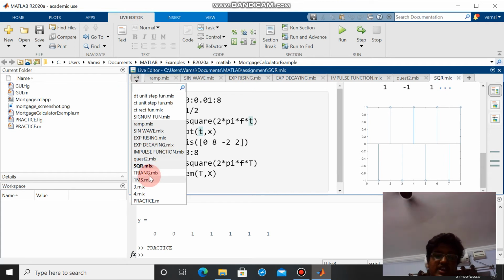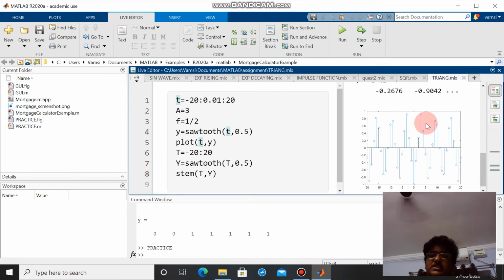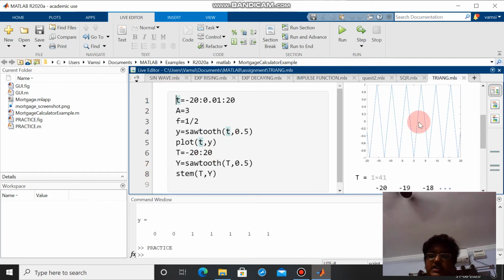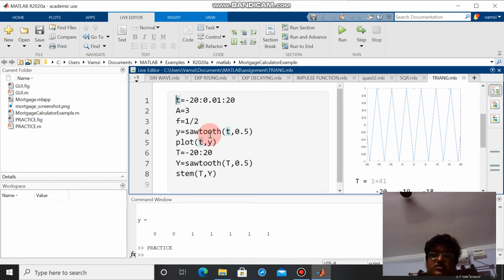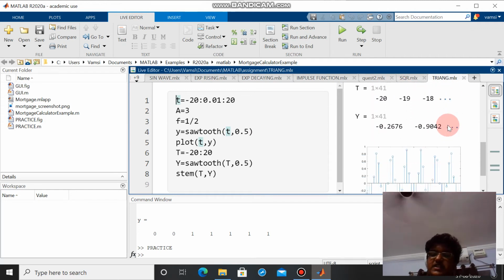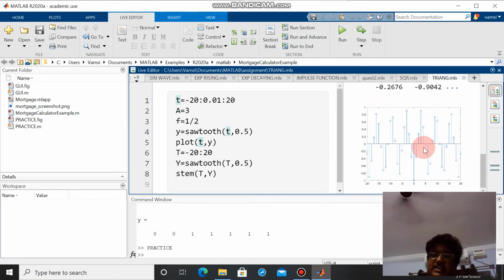And next we are having triangular functions. Triangular functions are also a type of sawtooth functions, and we can obtain them by using sawtooth and a maximum value here. So we can see clearly that we have obtained the triangular continuous function, and this is the discrete triangular function.